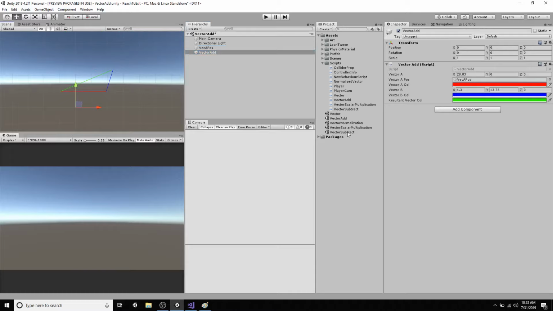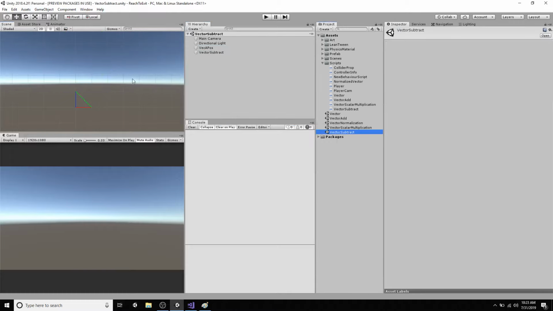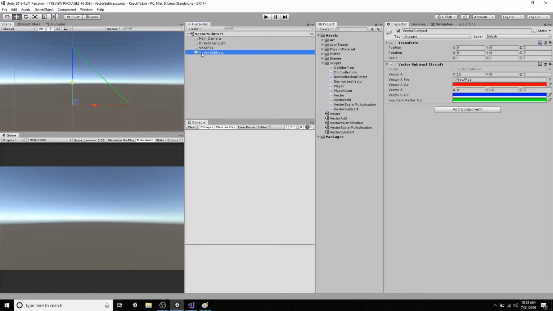And next is vector subtraction. So this is also the same. So what we do is we have vector a, that is the red line. Okay, and this vector's tail is here and head is here, and we have another vector, its tail is here and its head is here.